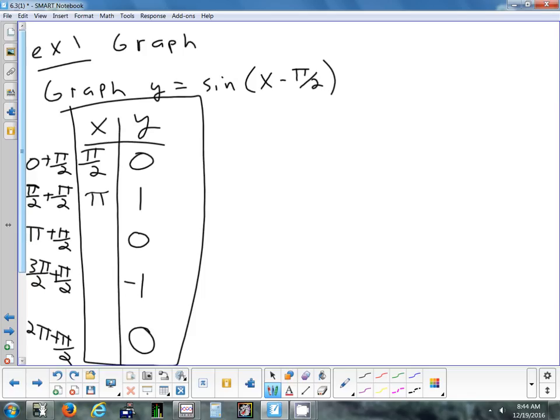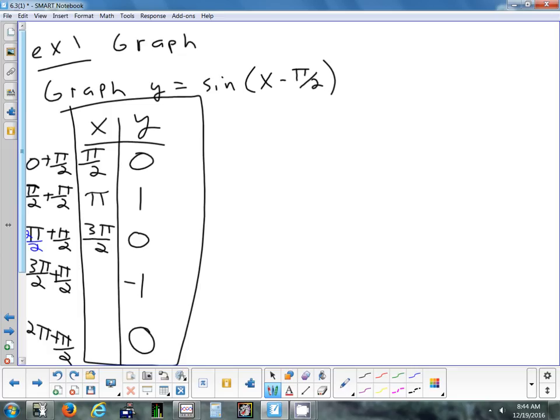Yeah, I need the same denominator. So what is the common denominator between 1 and 2, Amanda? 2. So double the top, double the bottom. What's 2 pi over 2 plus 1 pi over 2? 3 pi over 2.